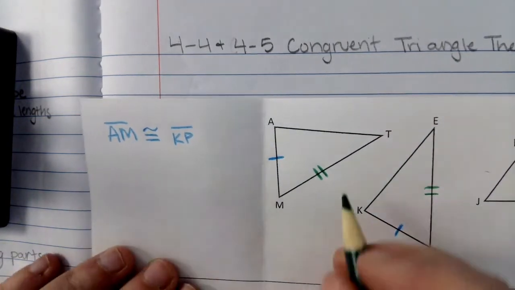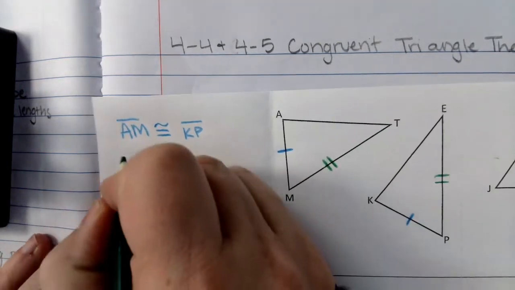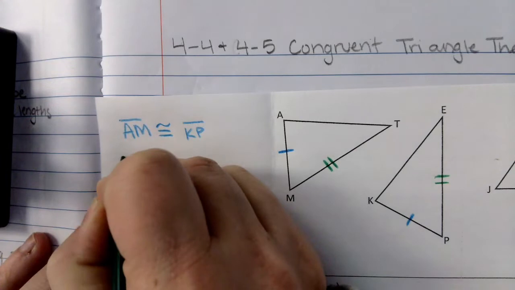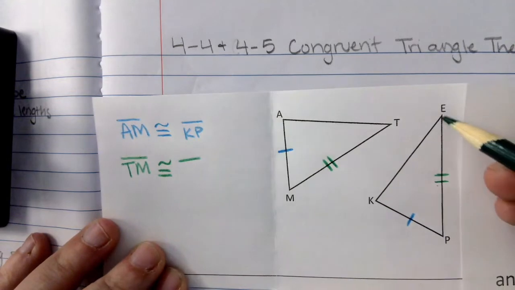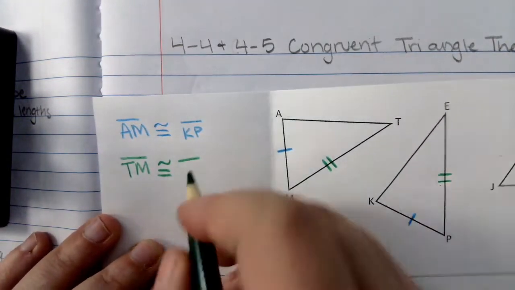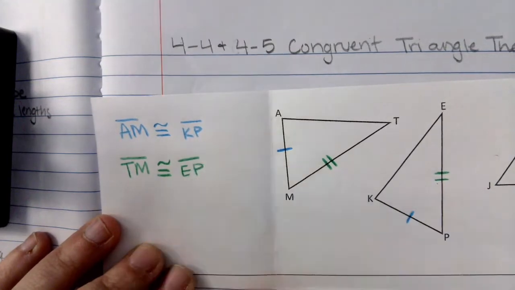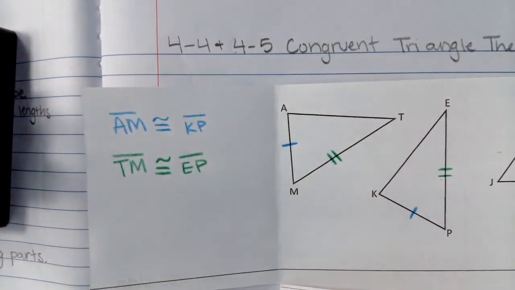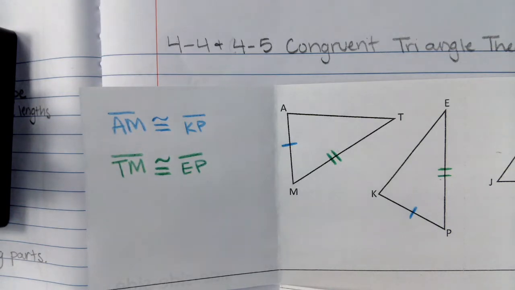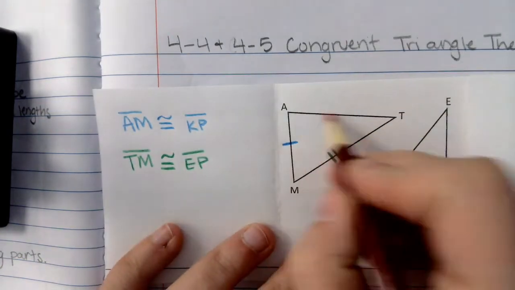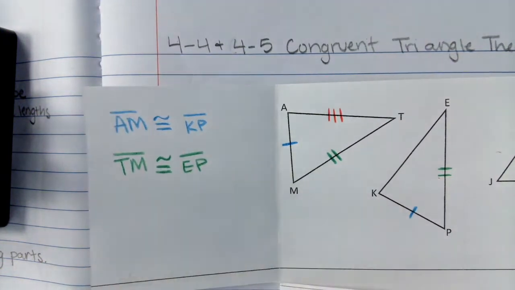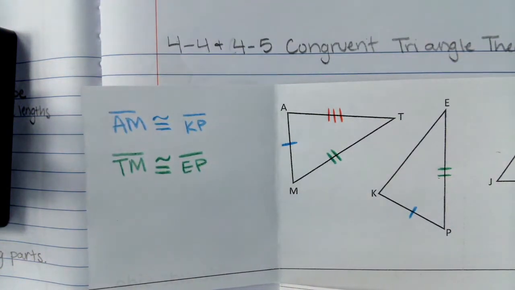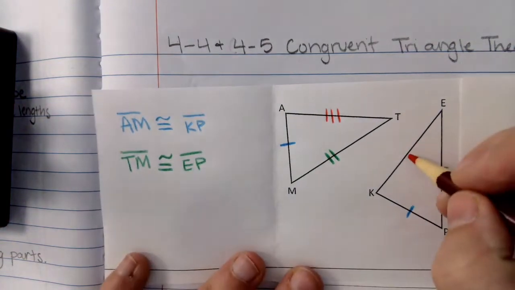So we'll write that over here. We have MT, or we could call it TM, either way, congruent to EP, or we could call it PE. All right, then we have our last side. We have this AT. So that one's going to get those 3 tick marks, and that's going to be congruent to this KE that also gets 3 tick marks.